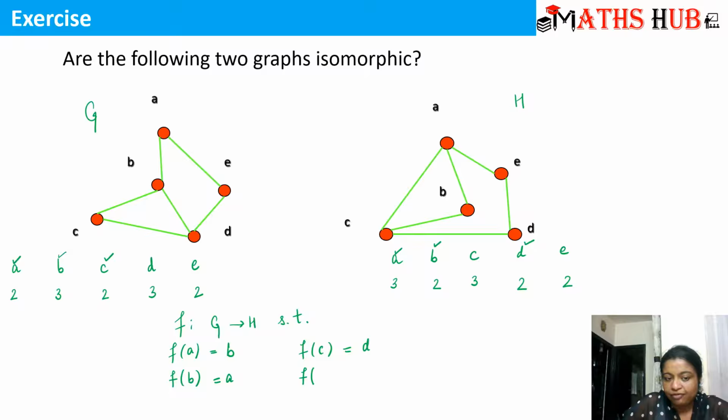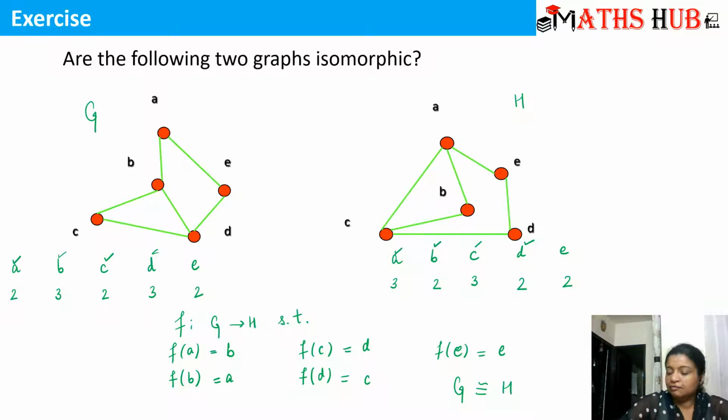Then D is a vertex with degree 3. So I can choose a vertex here, that is C. So f of D is C. And then f of E goes to E. E is left out here, so E goes to E. And hence I can say that G is isomorphic to H. Definitely isomorphic to H, right? So I hope it is clear.